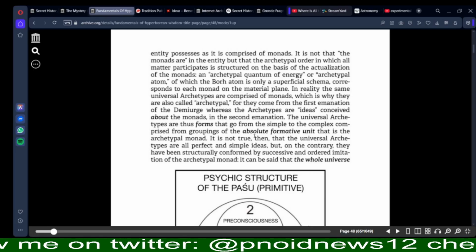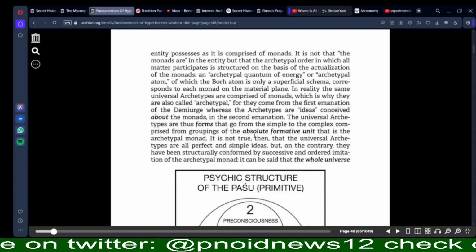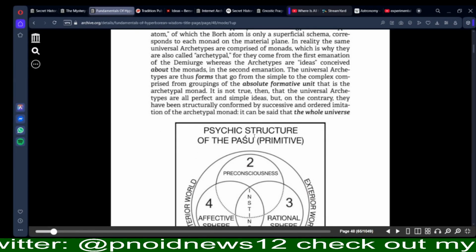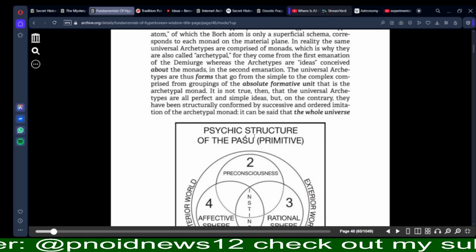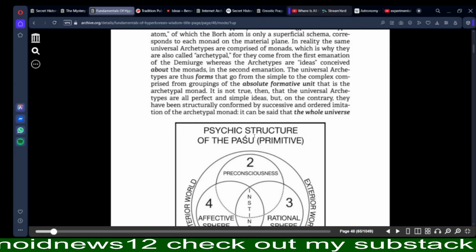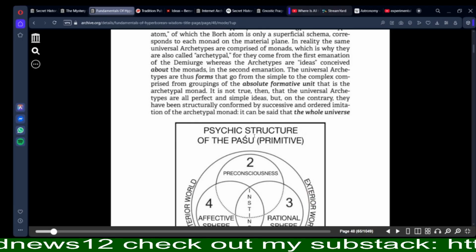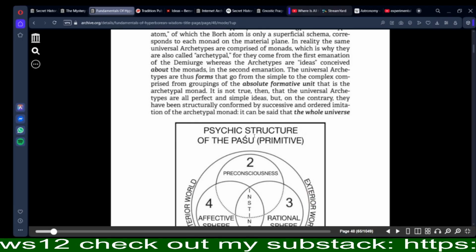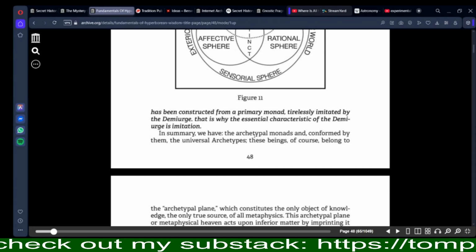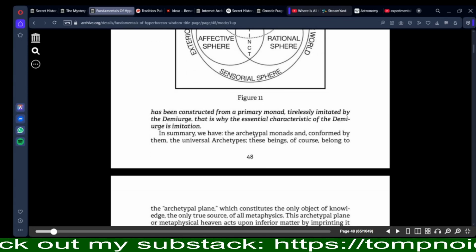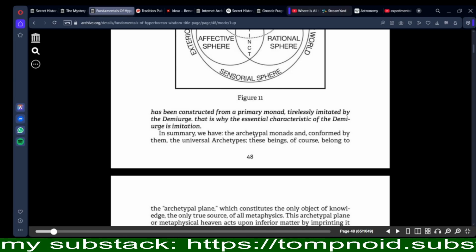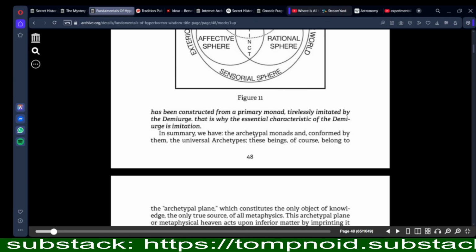It is not true, then, that the universal archetypes are all perfect and simple ideas, like the Platonists propound, but on the contrary, they have been structurally conformed by successive and ordered imitation of the archetypal monad. It can be said that the whole universe has been constructed from a primary monad, tirelessly emanated by the demiurge. That is why the essential characteristic of the demiurge is imitation.